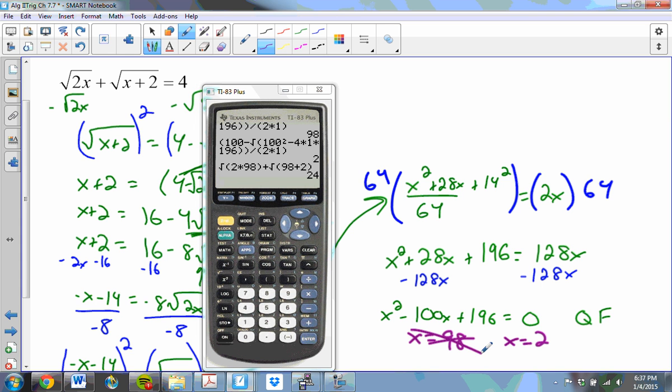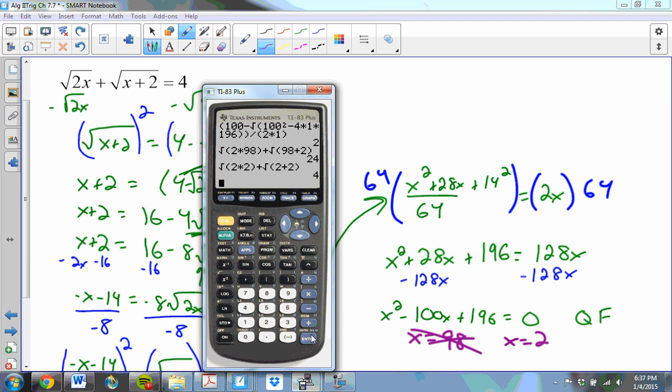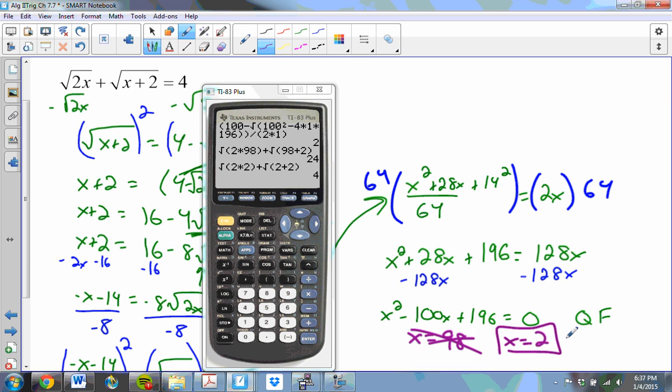Let me check the other one. I do the square root of 2 times 2 plus the square root of 2 plus 2. Pretty sure I get 4. And I do. And this is the one that works.